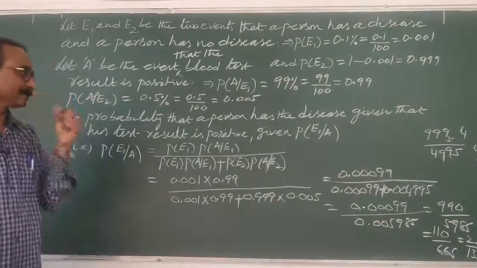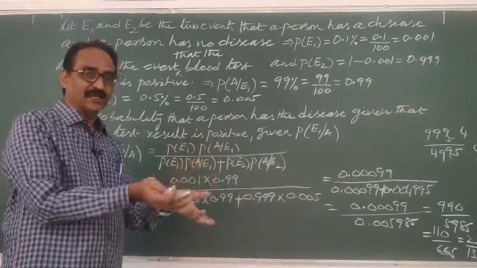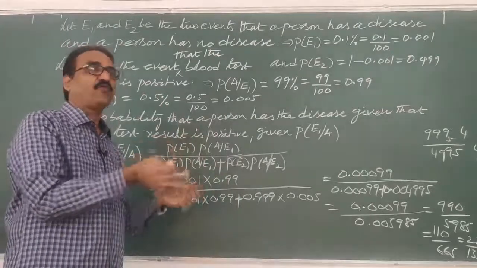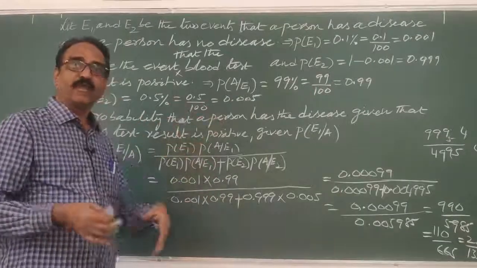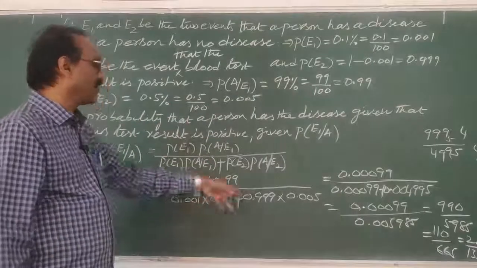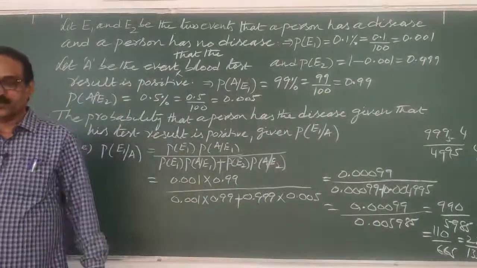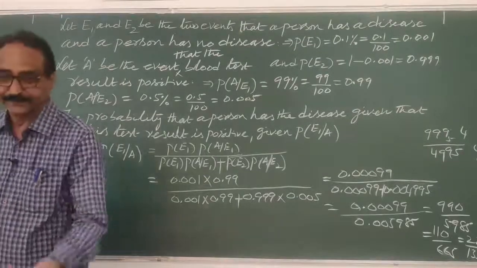So whatever you are doing previously, that only you are doing. First of all, the sample space. In that, how many events are there? What are the respective probabilities? What is A and what is A given E1, what is A given E2, and what probability is asked? Write the formula, Bayes theorem, substitute and simplify. Okay? My dear students, I think you understood. Let us move to the next problem.